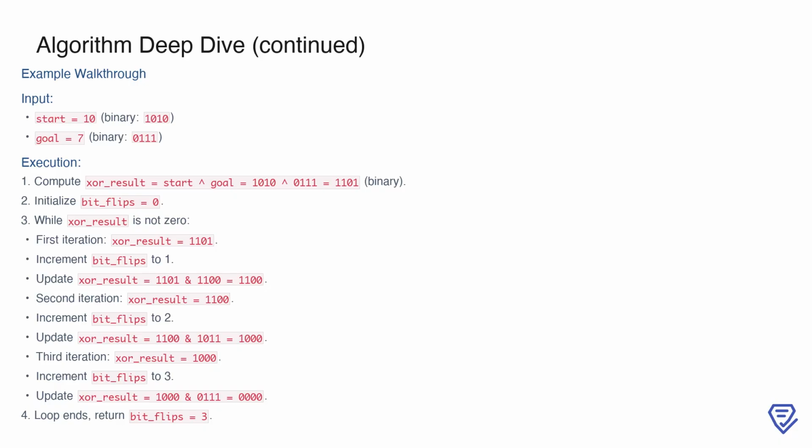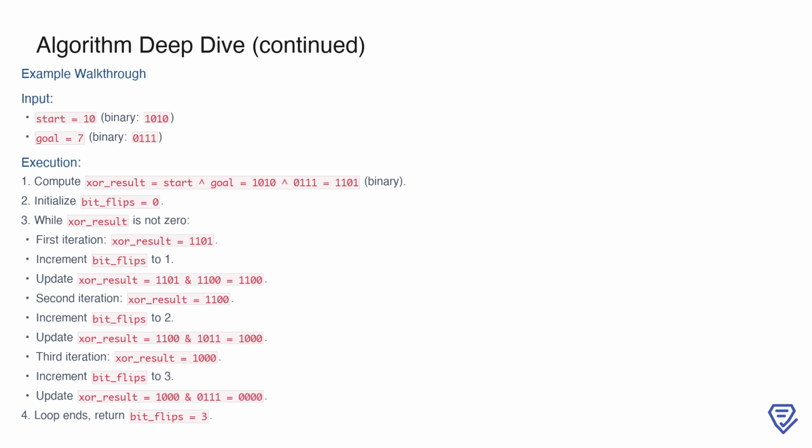In the first iteration, the XOR result is 1101. Increment bit_flips to 1 and update the XOR result using 1101 AND 1100, which gives 1100. In the second iteration, the XOR result is 1100. Increment bit_flips to 2 and update the XOR result to 1100 AND 1011, which results in 1000.